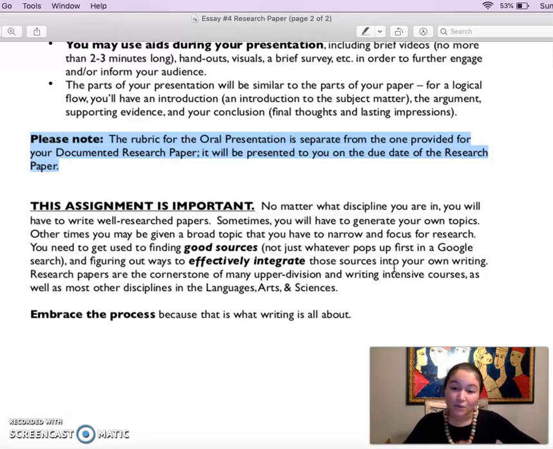The things that you feel are the most important that we absolutely need to know about this topic. And that's it. That's your essay 4 and your oral presentation. Remember, these are 2 separate grades, 2 separate rubrics, and this is your final for the class. So once you've completed this, you're done.